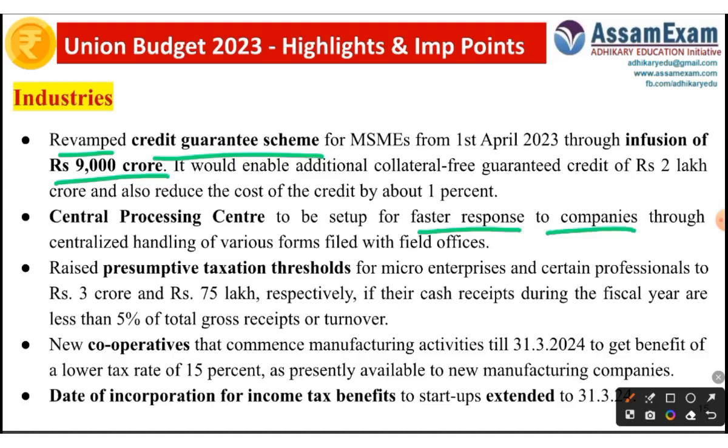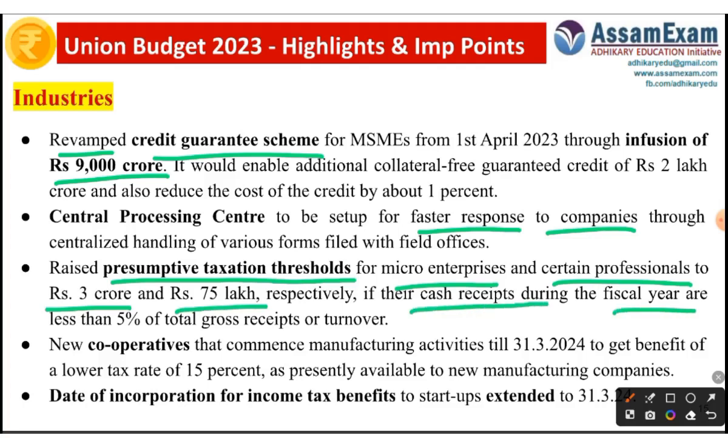Then a raised presumptive taxation threshold for micro entrepreneurs and certain professionals. For micro entrepreneurs, the limit for presumptive taxation will be 3 crores, and for certain professionals it will be 75 lakhs. But there is one condition: if the cash received during the fiscal year is less than 5% of the total gross receipt or turnover. Only if their cash received during the financial year is less than 5% of their total gross receipt, then only their presumptive taxation threshold will be increased to this new limit.